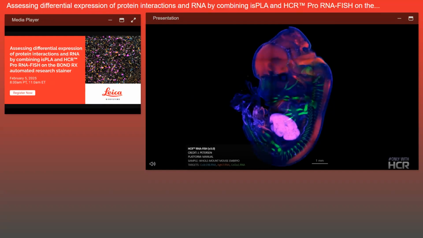So this is a nice little image. This is actually from one of our academic collaborators using the manual protocol, but it is a whole mount embryo and speaks to the flexibility and ease of use of the platform. It's very compatible with a wide, diverse range of sample types. And as you can see here, it is able to be used with more trickier sample types like a whole mount embryo.